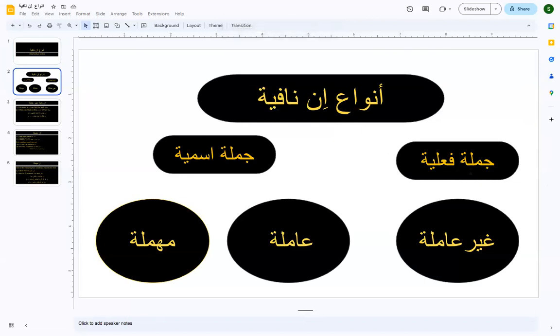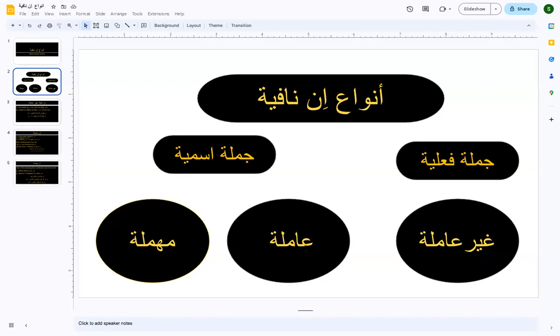Anwa' in nafia. When you have jumla fi'liya and you see in in your jumla fi'liya, you are going to simply call it in ghair amila. If you want to add it in your table form for i'rab, you can put everything there as ghair amila. When you see it in your jumla ismiya, it has two types, amila and muhmila. When it is not working, when it does not bring any change to the i'rab of your jumla ismiya, the right terminology for it is muhmila. You do not need to memorize it, if you understand that nothing is going to happen to the i'rab of my jumla ismiya, therefore I am going to call it muhmila.